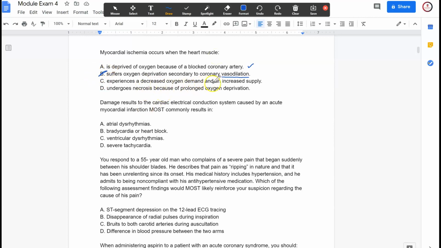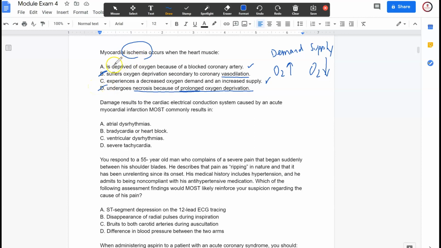Experiences a decreased oxygen demand and an increased supply. Okay, so my O2 demand is up, but my supply of O2 is down. Okay, I like that one a lot. That one sounds good. Undergoes necrosis because of prolonged oxygen deprivation. This is when you start moving, necrosis is when you start moving into injury, right? We just want to know about ischemia, so that's not the right answer.